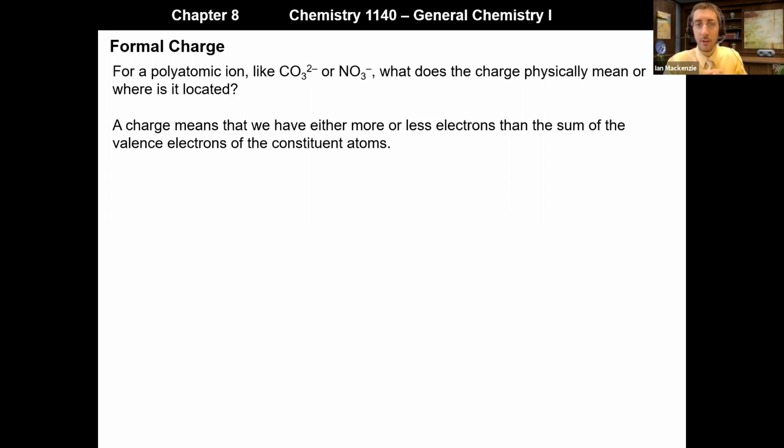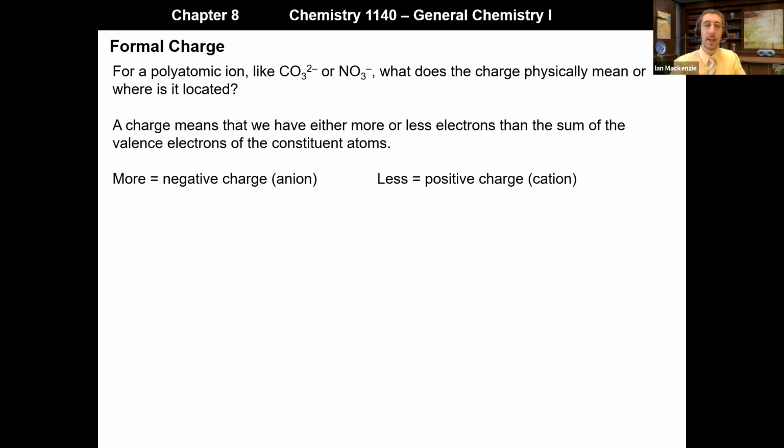Well, having a charge simply means that we have either more or fewer electrons than the sum of the valence electrons of the constituent atoms. So in these anions here, we have 2 extra valence electrons for the carbonate, 1 extra valence electron for the nitrate, 1 more or 2 more than the sum of the valence electrons of the individual atoms. And of course, more means that we have a negative charge, so we have an anion, or less means we've got a positive charge and a cation.